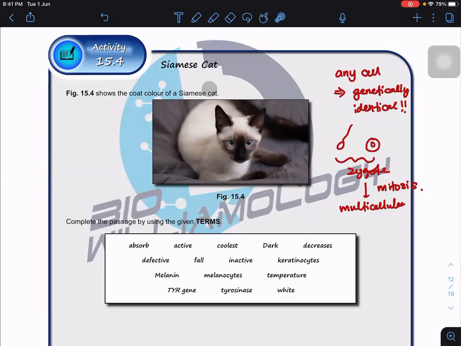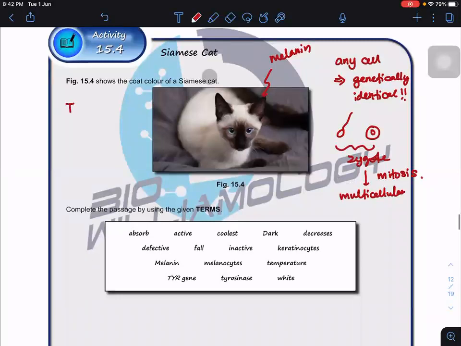Can you see that? Why is the coat color actually different? Why are some parts white, some parts black? The black color here is because of melanin production. What actually happened here is a mutation takes place onto the gene called tyrosinase. Still remember the tyrosinase that converts the dopaquinones to the melanin? So this tyrosinase is sensitive to temperature.